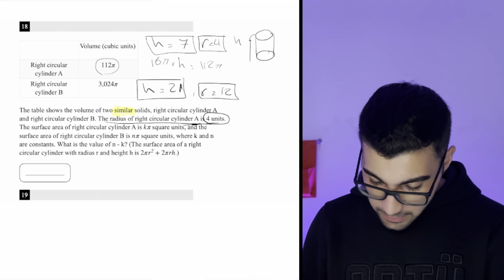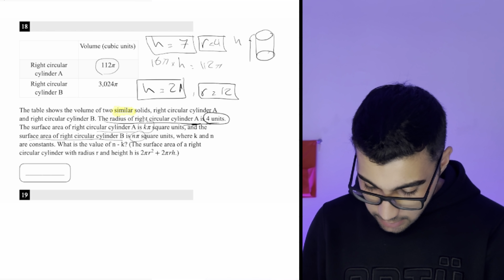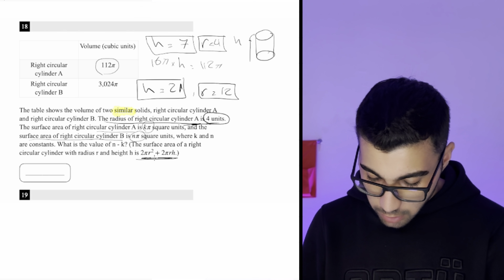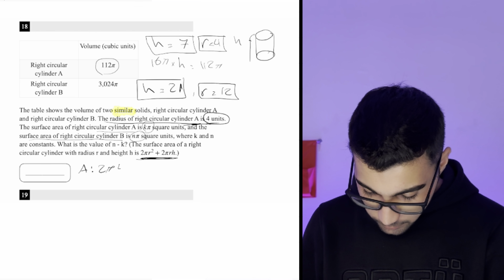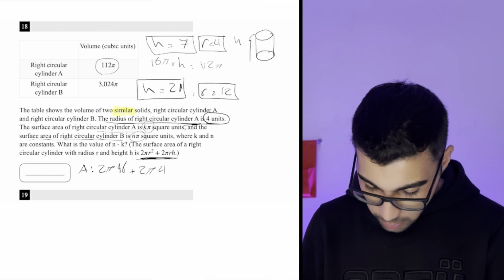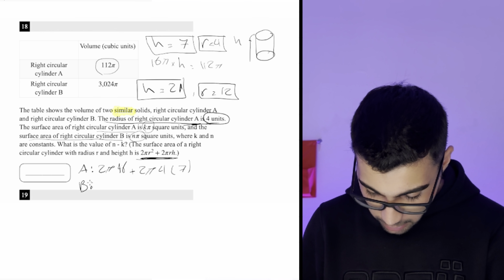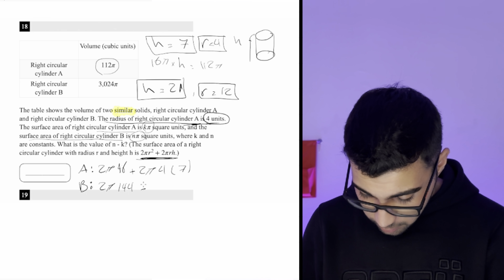Now we're looking for the surface areas, because the question says the surface area of the right cylinder B is NP and the A is KP. So let's find the surface area of these two cylinders, and the question already gave us the formula for the surface area. So for A, it's going to be 2 pi 4 squared, which is 16, plus 2 pi 4 times height, which is 7. This is for A, and for B we're going to have 2 pi r squared, so here 144, plus 2 pi r 12 times height, which is 21.